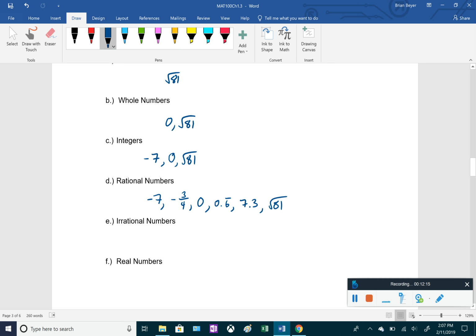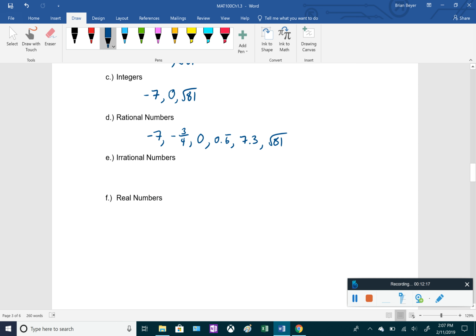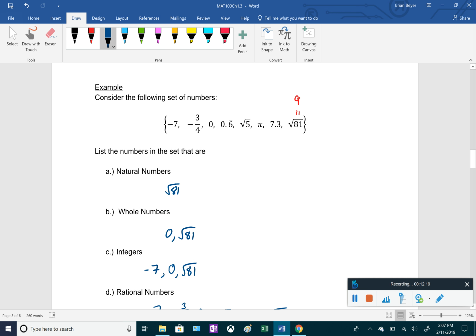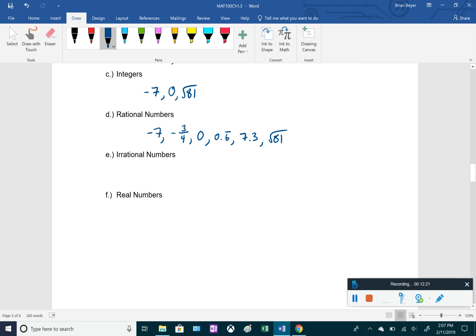And then for the last one here, for irrational numbers, we said, where'd they go? Radical 5 and pi were the only irrational numbers. If you typed radical 5 into your calculator, you would see that it goes on forever. It doesn't repeat itself. And real numbers, all of these are going to be real numbers. So every single one of these numbers is a real number.